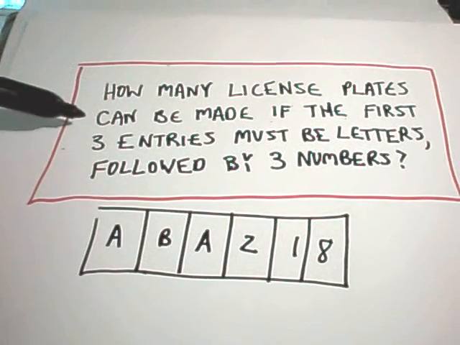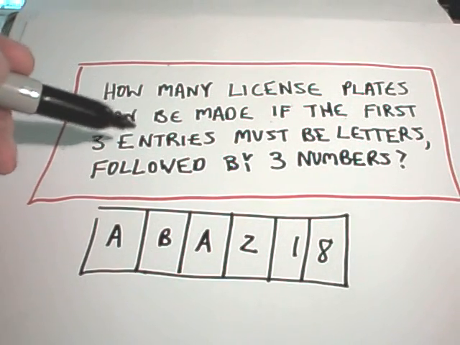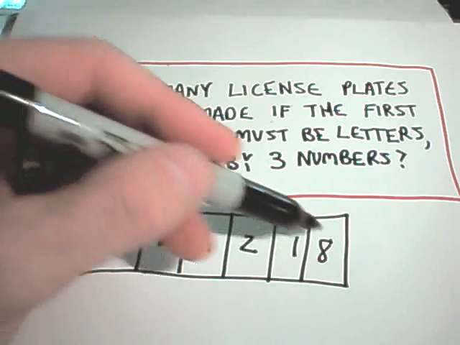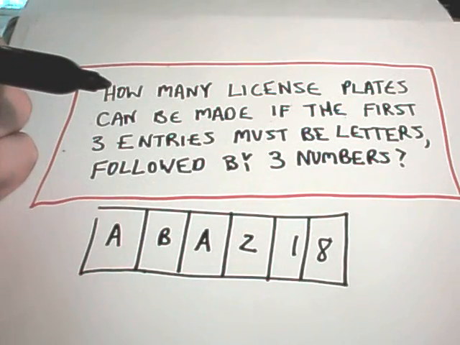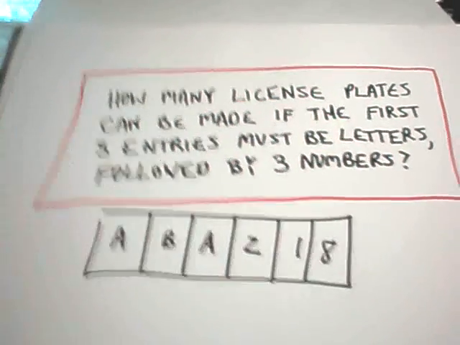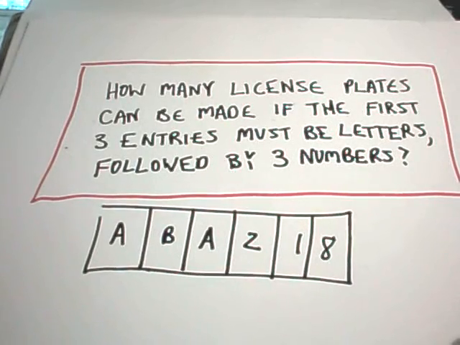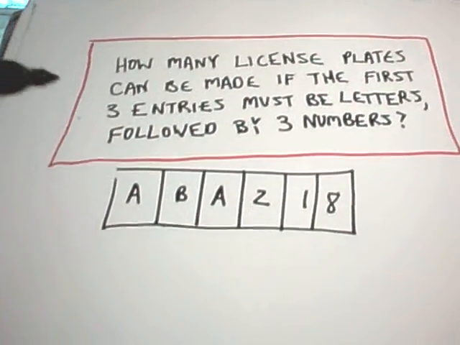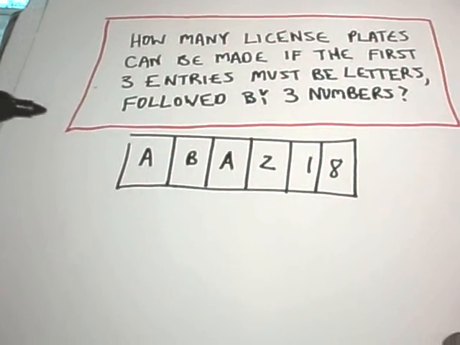So this is the idea. If the first 3 entries can be letters, and then the last 3 entries have to be numbers, how many different license plates can you make? Because, right, you want to be able to uniquely identify a car. Well, again, we're going to use the multiplication principle.